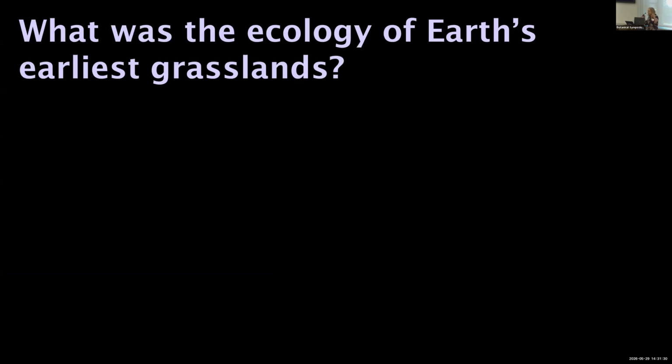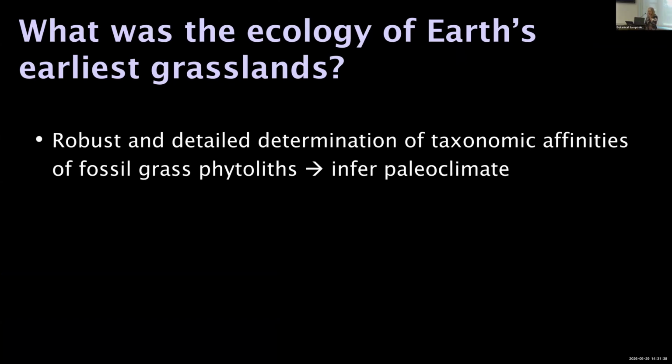So we were interested in trying to understand this a little bit more, trying to understand the ecology of these early grasslands. And so we wanted to do that looking at grass phytoliths, because they are the most taxonomically diagnostic and seem to be linked to ecology to some extent. However, the traditional classification of grass phytoliths is rather coarse, also a bit subjective. So what we wanted to do was get a much more precise, robust determination of taxonomic affinity so that we could infer ecology or climate.